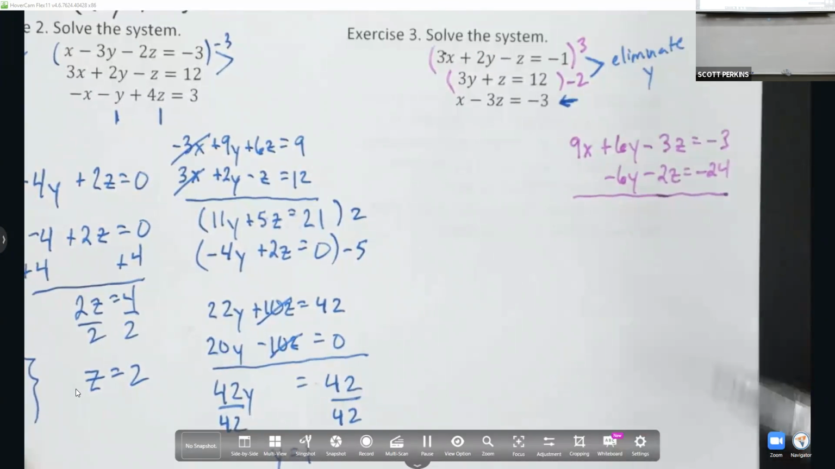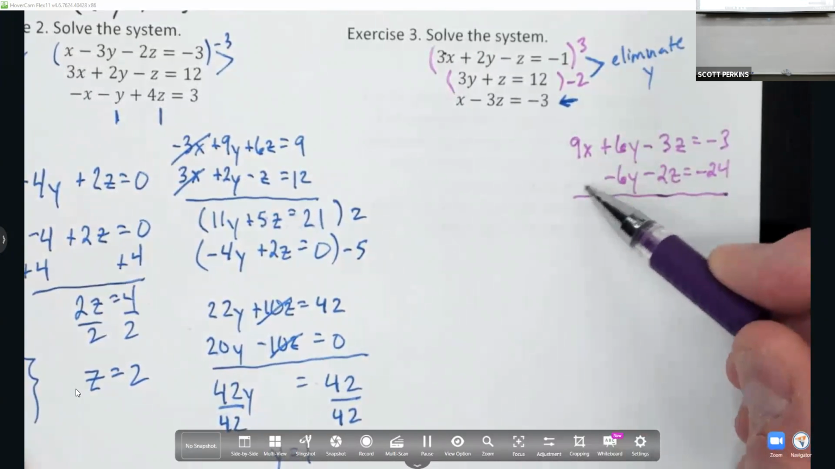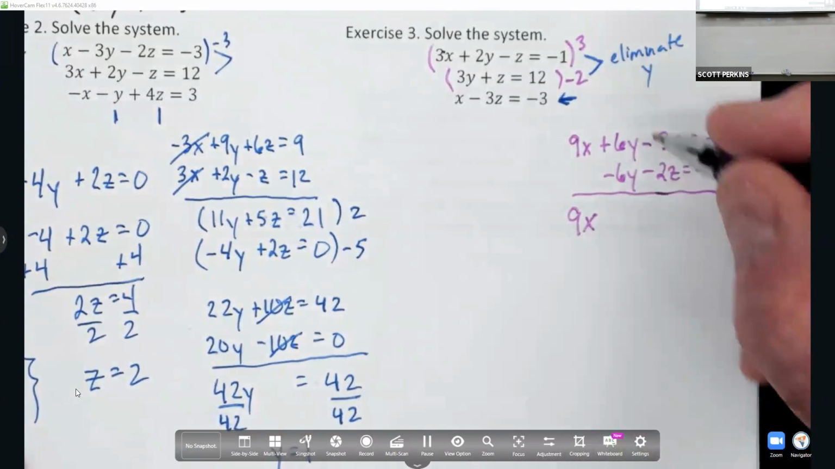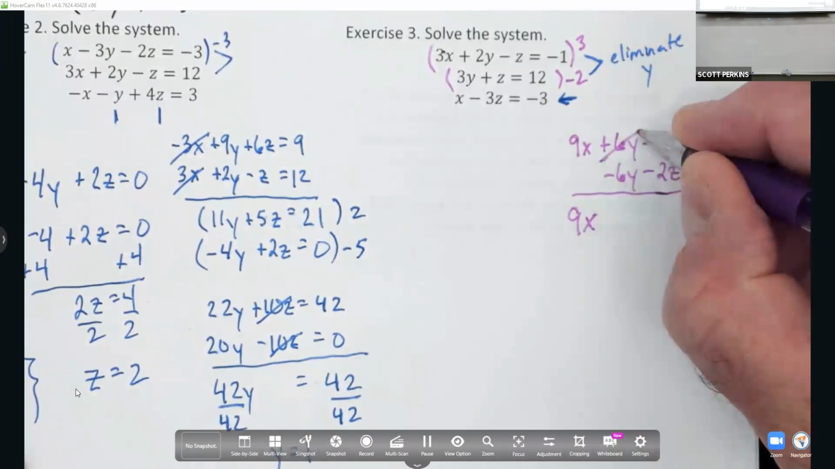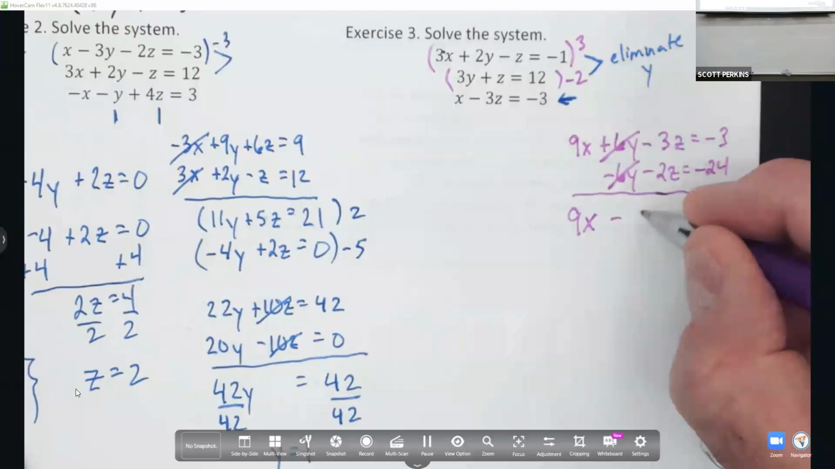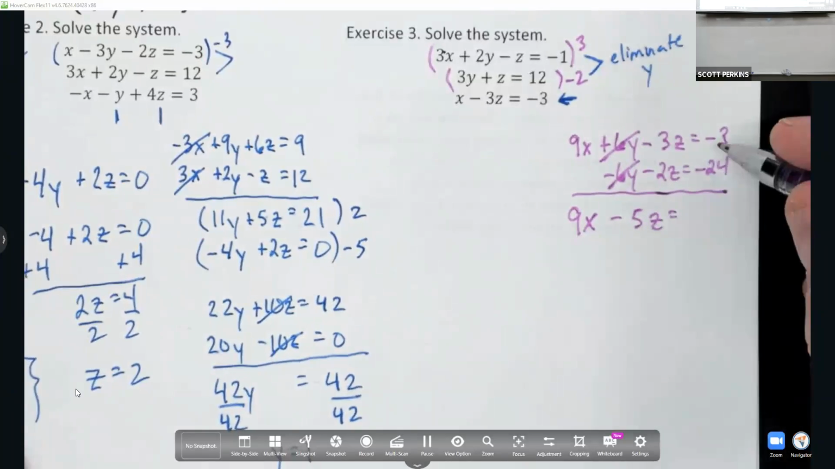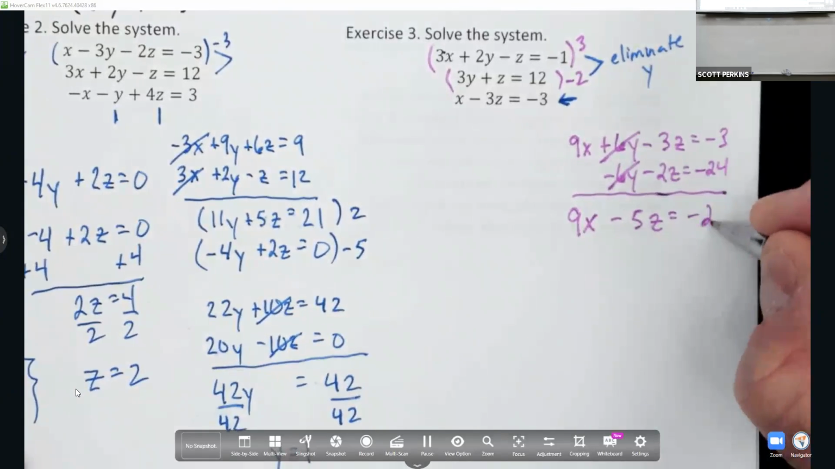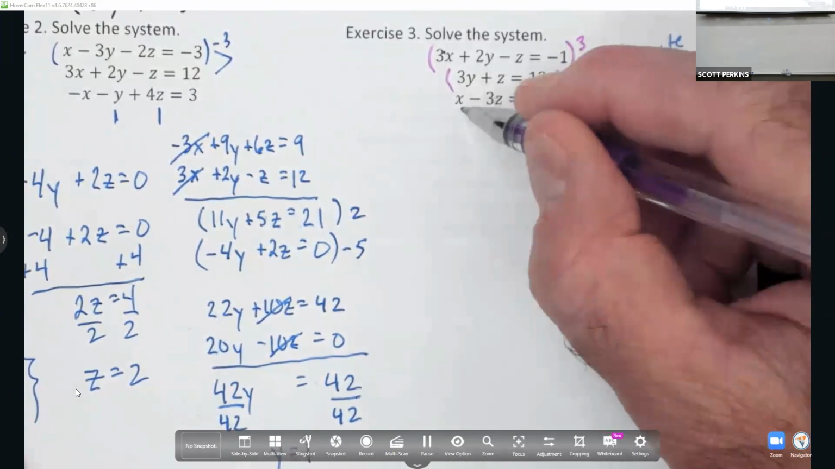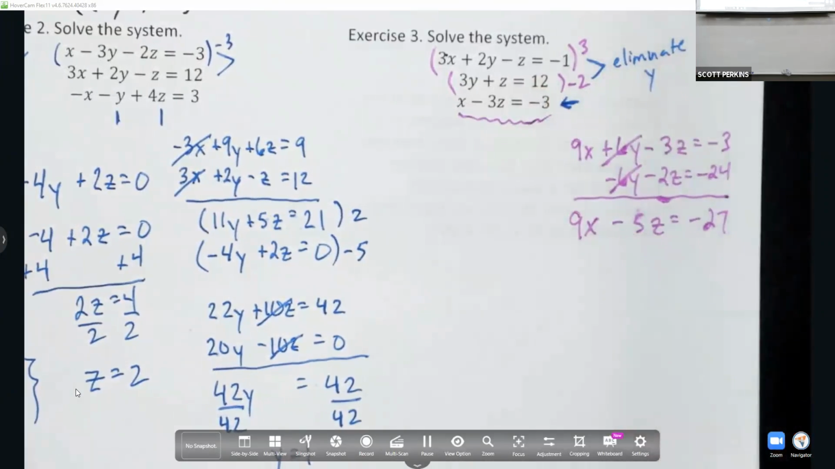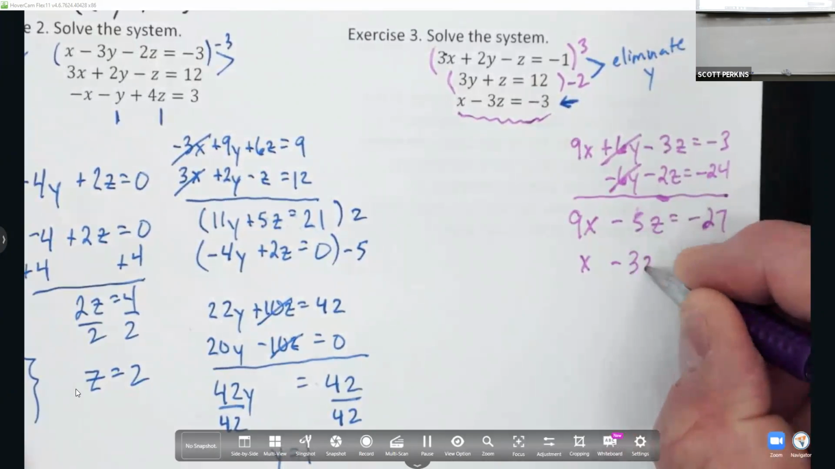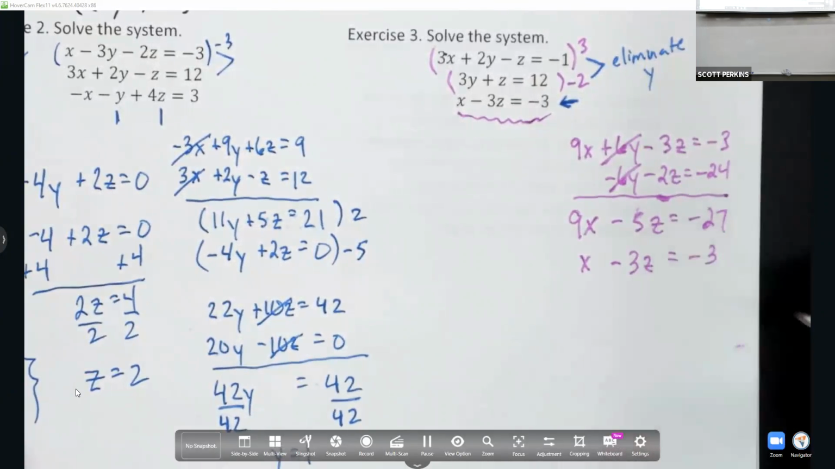So now when I add these together, I have 9x, and then I don't have anything here. So 9x plus nothing is 9x. Positive 6y minus 6y, those cancel. -3z minus 2z is -5z. And then -3 and -24 is -27. I'm then going to bring down this bottom equation. I'm not going to do anything to that equation because it's already missing the y. So I have x minus 3z is equal to -3.